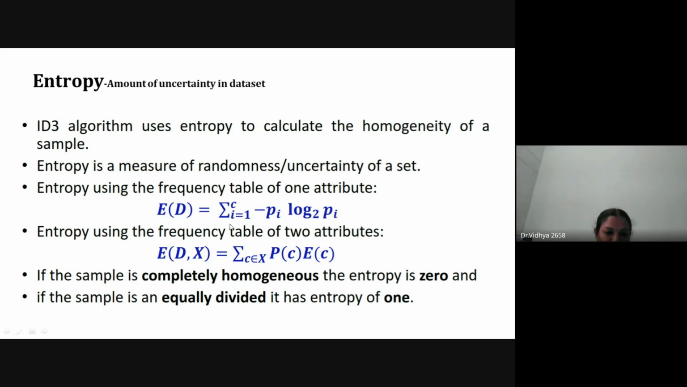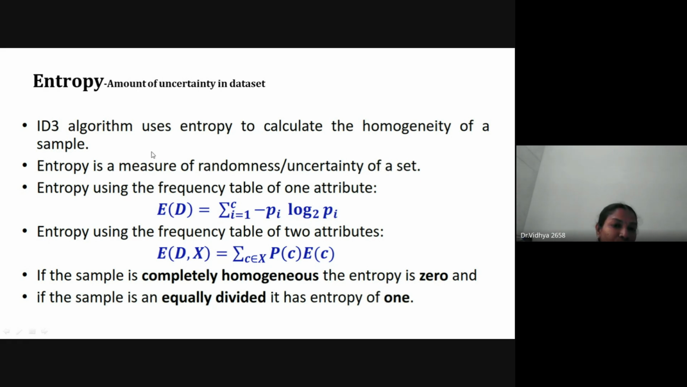Then entropy using the frequency table of two attributes. If there are two attributes, then what will happen? With only one attribute, it is named E of D. If there are two attributes, the entropy calculation differs as given in this formula. If the sample is completely homogeneous, the entropy is 0, and if the sample is equally divided, it has the entropy value of 1.